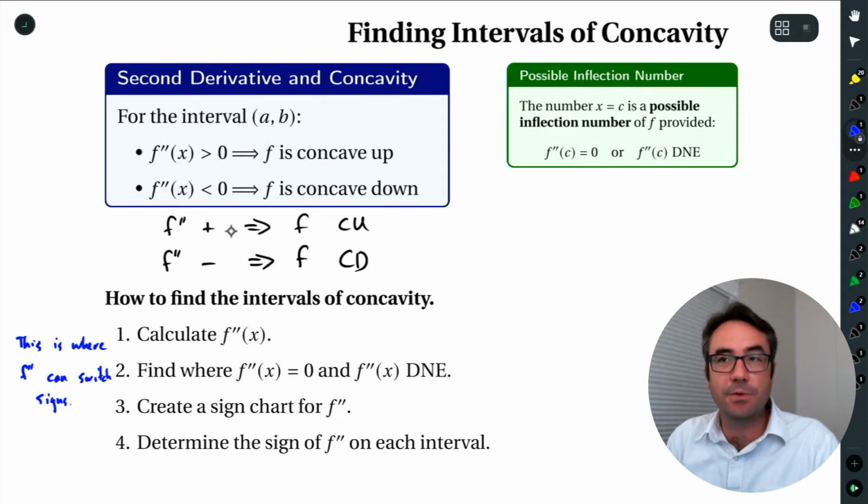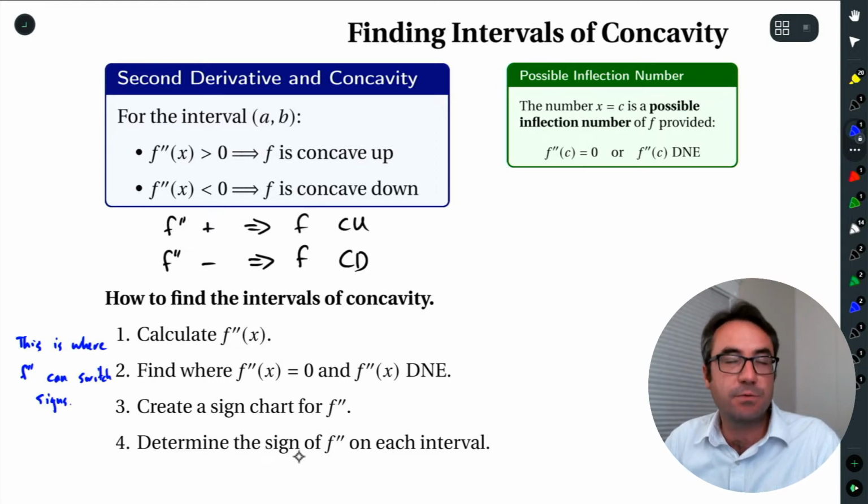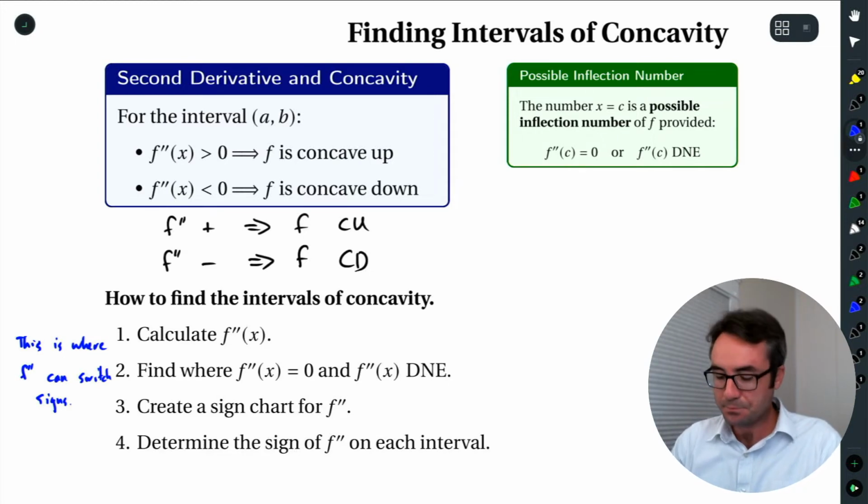So if we're interested in where f double prime is positive or negative, we need to know where it's 0, because that might be a place where it switches signs, or where it's undefined. We use that information to create a sign chart, and then we fill out the sign chart. We'll determine the sign of f double prime for each interval.